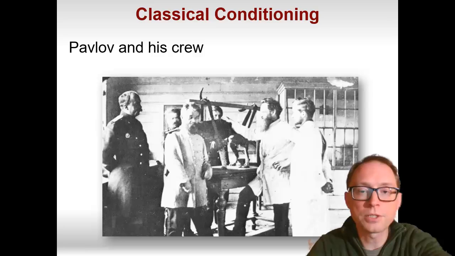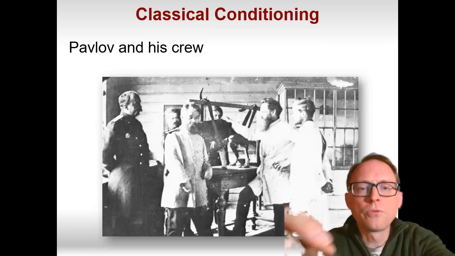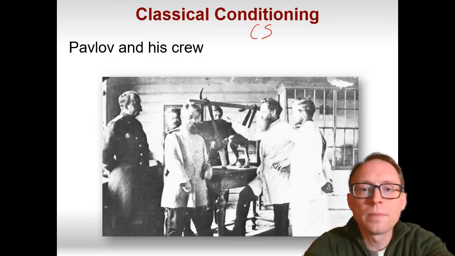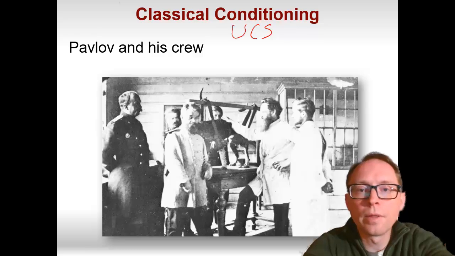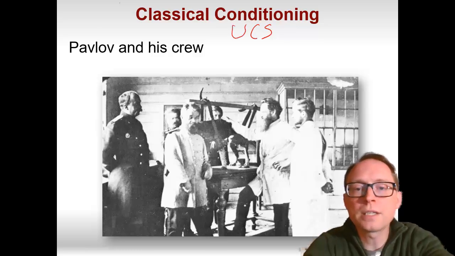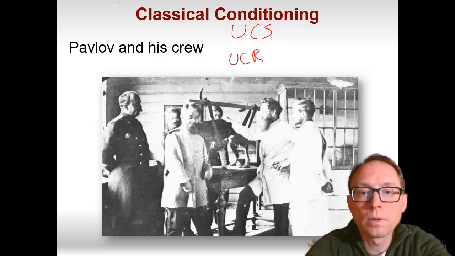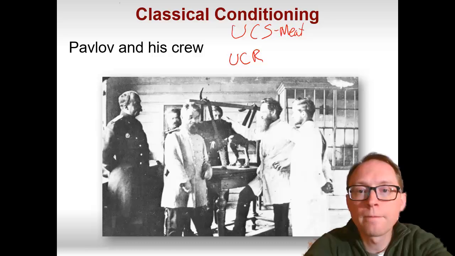So here's how this goes. The first thing you need to figure out is the unconditioned stimulus, the UCS. The UCS is the thing that naturally causes the UCR. Okay, so in Pavlov's experiment, the UCS is meat. And the UCR is drool.